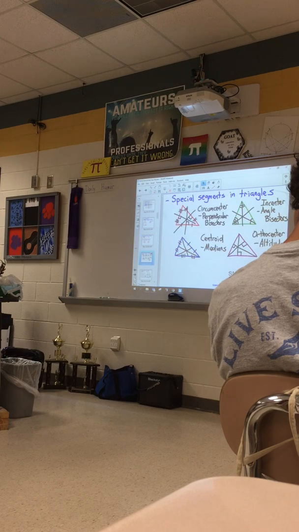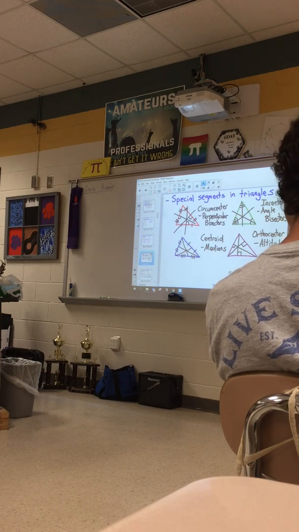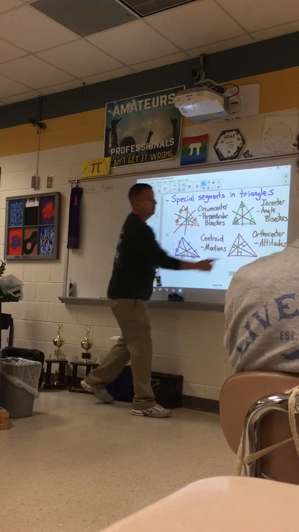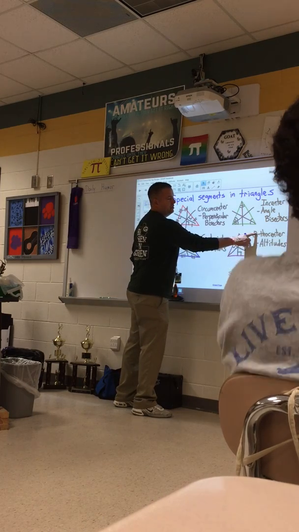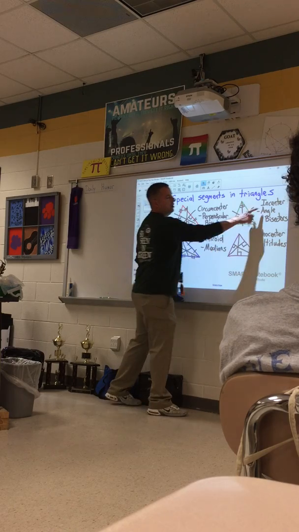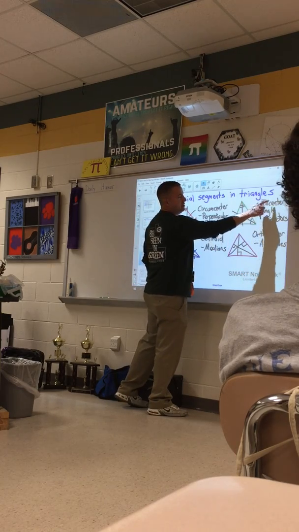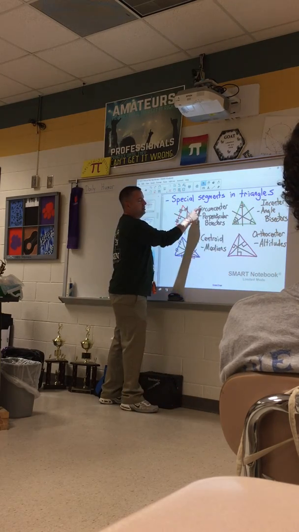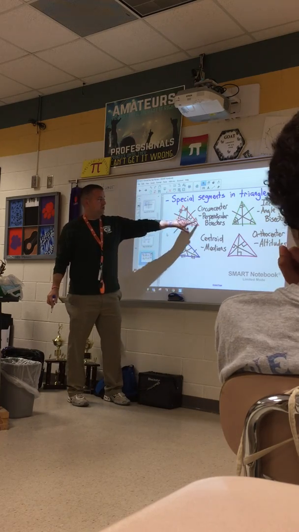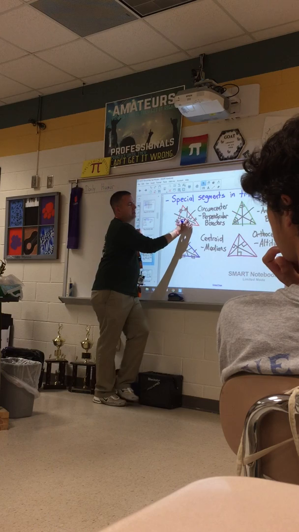Okay, all of my children are bringing in peanut butter cookies. If you guys remember that. These are all of our points of concurrency. So altitudes, orthocenter; my children, median, centroid; are bringing in, angle bisectors, incenter; peanut butter cookies, perpendicular bisectors, circumcenter. So the circumcenter is where all the perpendicular bisectors intersect.